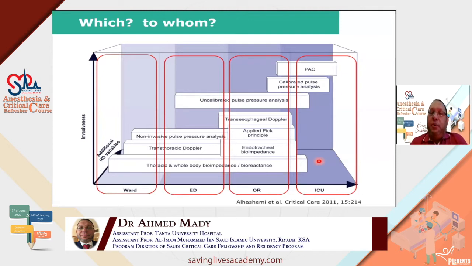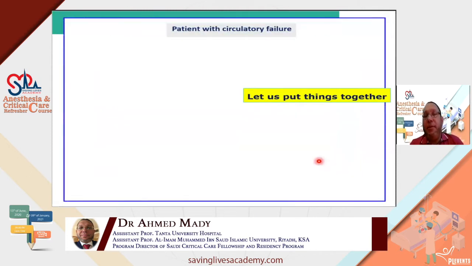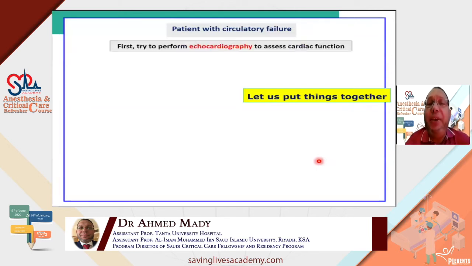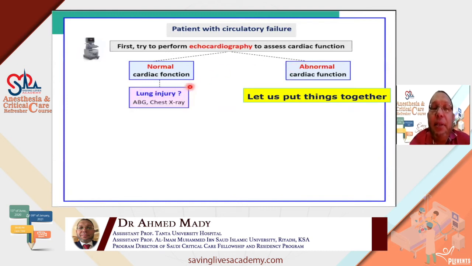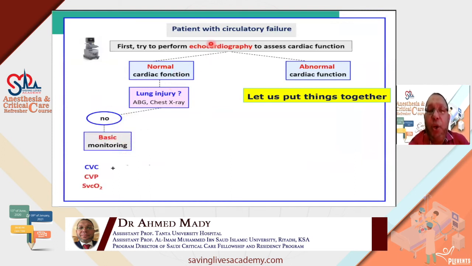Okay, so one of the important flow charts. Let us put everything together from the macrocirculation. What you have to do, and what we are doing in our center and everywhere in our ICU: if you have a patient in shock, first assess his cardiac function to exclude a cardiac element. If he has normal cardiac function, just look at his lung. If there is no lung injury, only shock, then we need only basic monitoring, which means a central line and an arterial catheter.